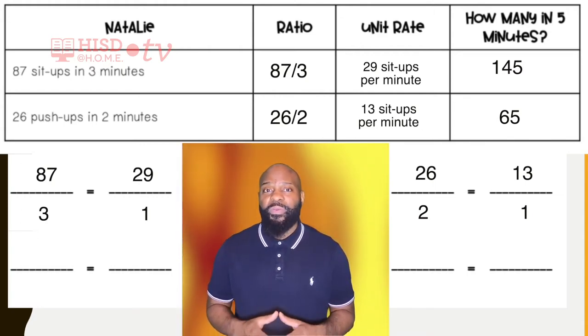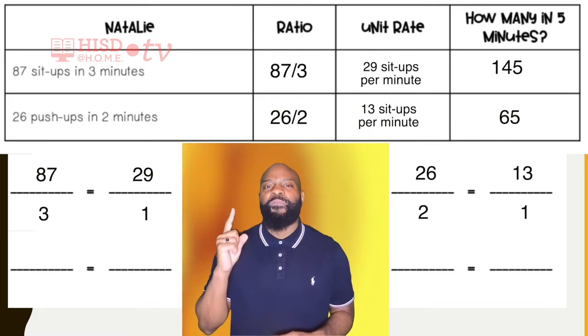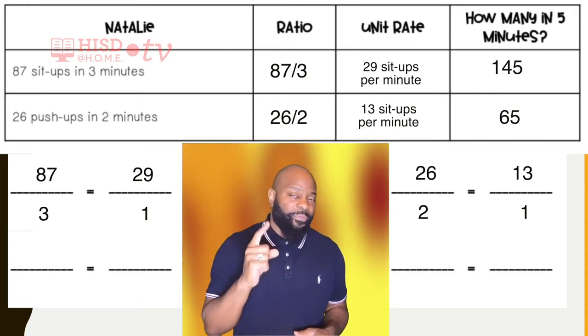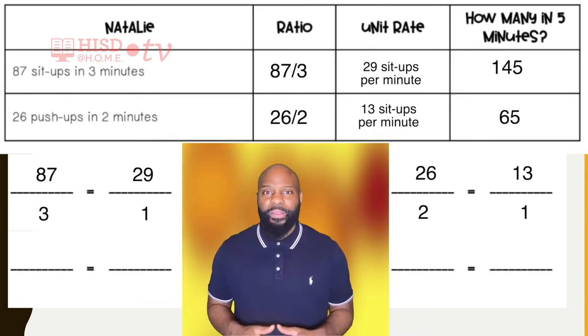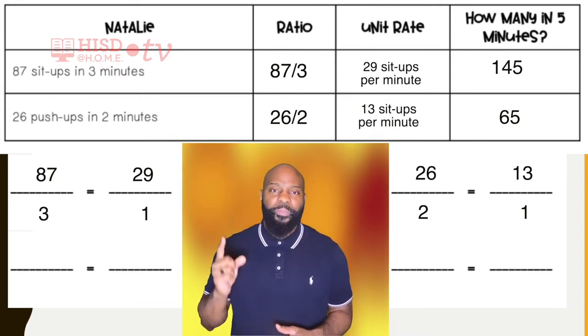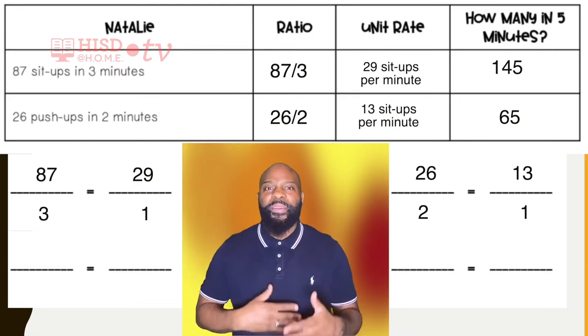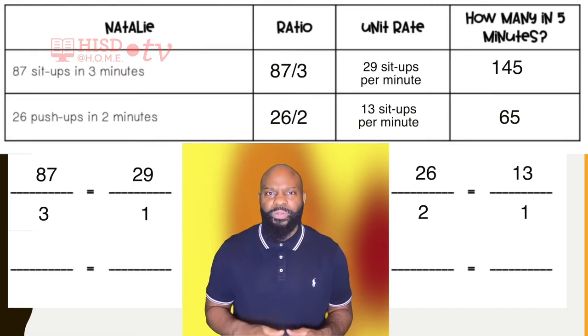So again, unit rates are very simple. You only need to know one rule. We're solving for 1 unit. For every mile, per minute, per dollar, per week, per day, per. You start hearing that vocabulary, you know you're in unit rate territory. Solve for 1. Let's go over our first unit rate problem.